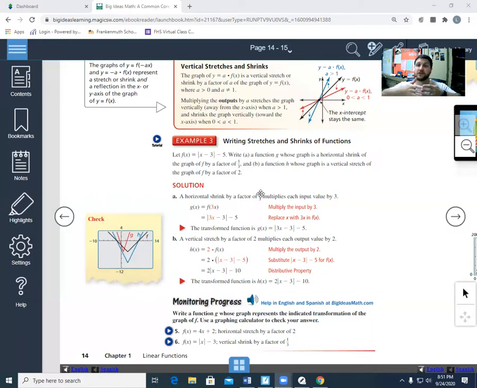If I want it to stretch by a factor of 2, remember small number means stretch. So if I want it to stretch by a value of 2, that means I'm going to put 1/2 in front of it, okay?